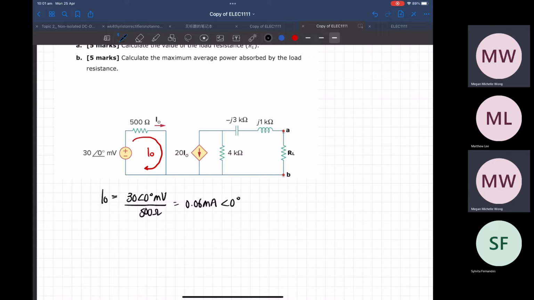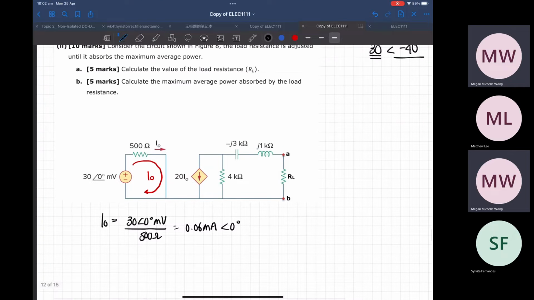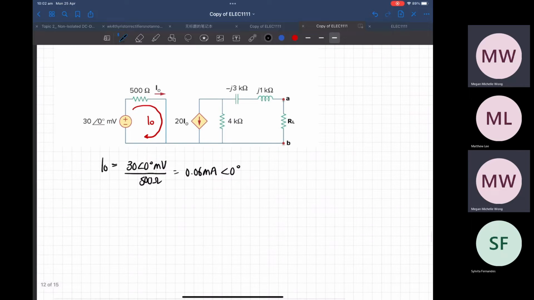angle of 0. And actually, if your I node keeps looping on this side, it's actually a constant value. So if your I node is a constant value that you can already calculate, it means that for this dependent source, 20 I node, you just multiply it and you get, what is 20?